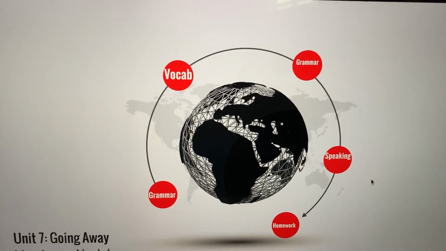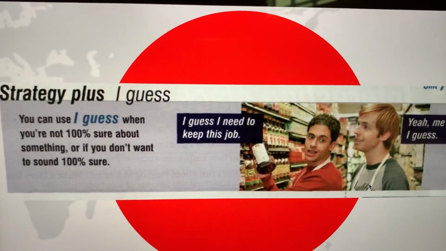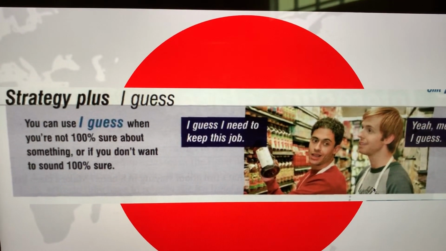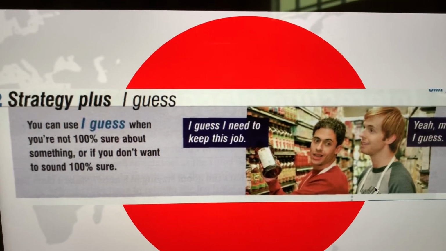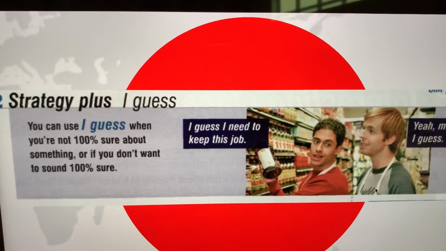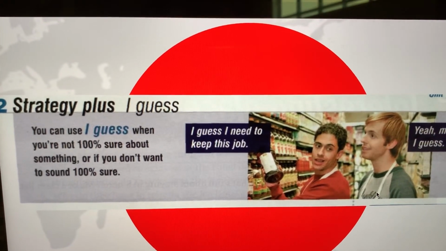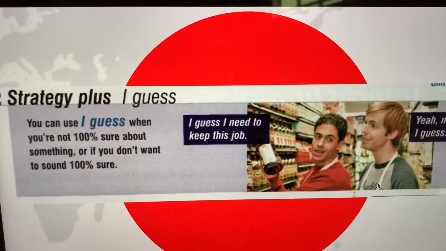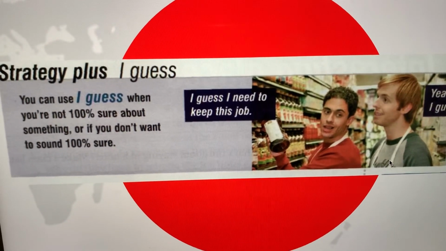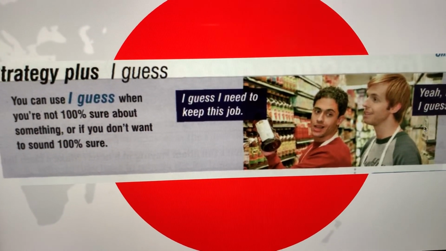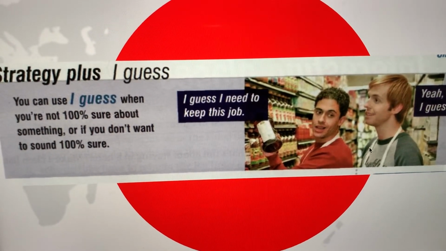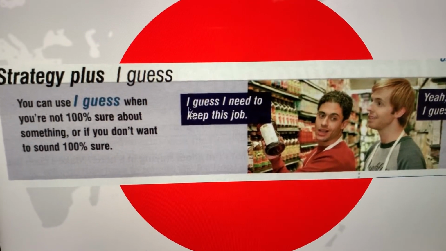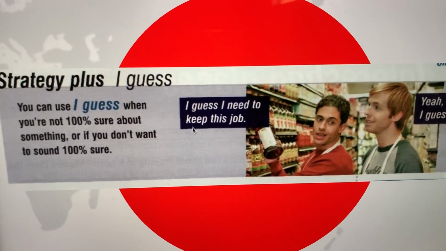Okay, then we have the speaking here. It is the use of I guess. I think you are naturally able to use I guess because it's so easy and it's similar to I think. So if you are not 100% sure about the information, or even about your decisions, sometimes you have a decision but you are not sure about it, you can use I guess. Like, I guess I need to keep this job. Yeah, me too, I guess. They work in a supermarket and they are not sure if they like their jobs or not. So they would use I guess.